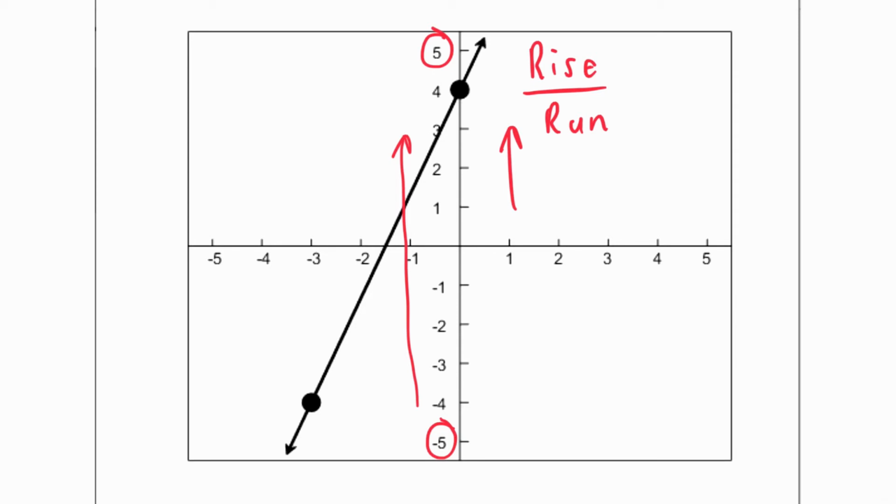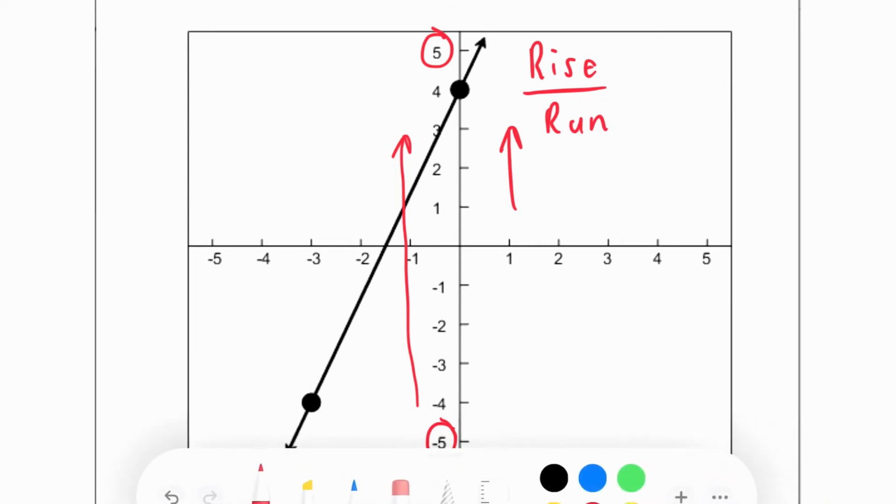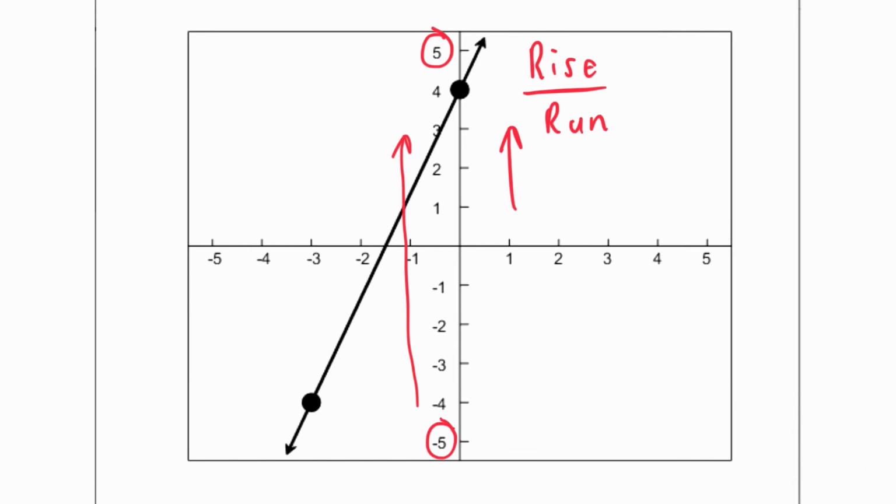What is run? Run is the horizontal distance, so along the x-axis. Instead of looking at the y-axis, now I'm looking at x. So now I'm going this way, in the direction of positive x. You can see this is positive x, that's negative x. So this is my run. Rise is vertical, run is horizontal, and then you can determine between the two points what the slope is.